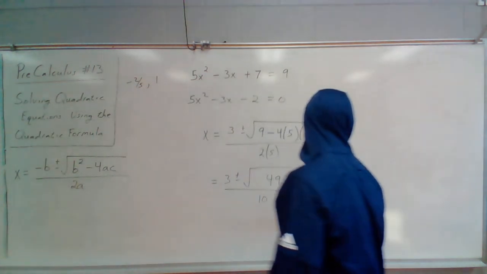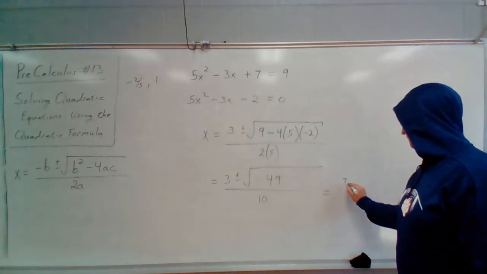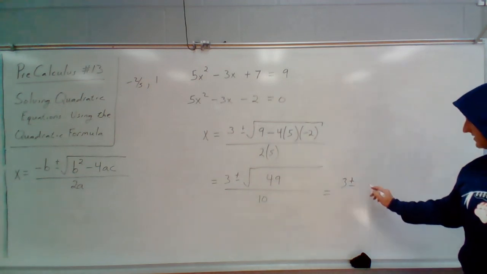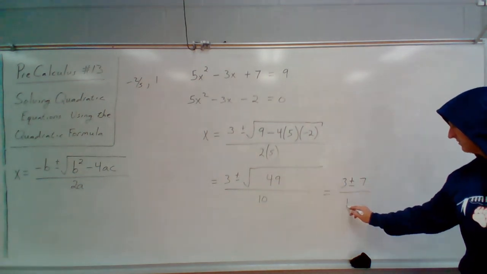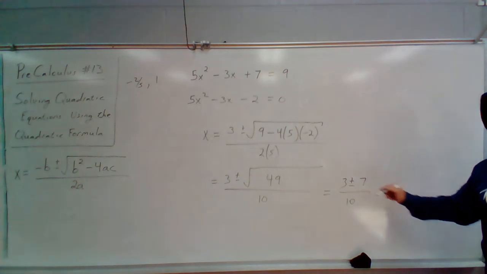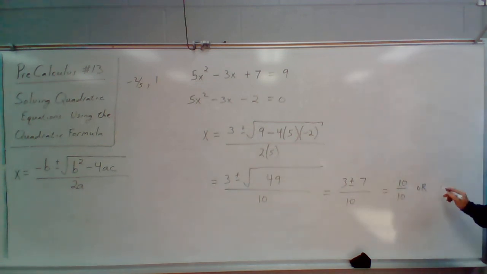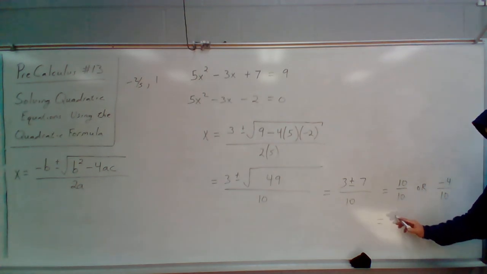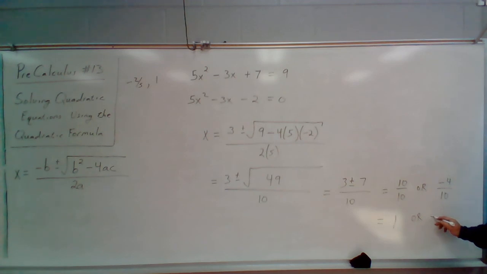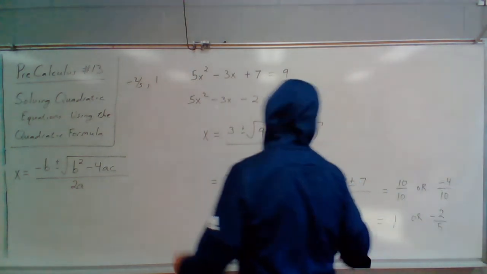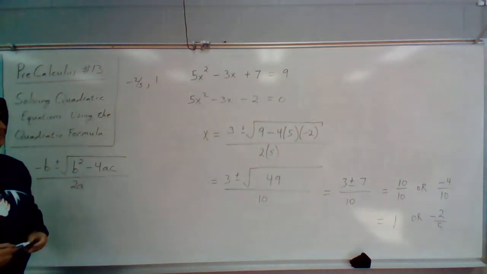All right, let's simplify. 3 plus or minus. Square root of 49 is 7. 3 plus 7 is 10 over 10, or 3 minus 7 is negative 4 over 10. 10 over 10 is 1. Negative 4 over 10 is negative 2/5. And I hope that matches what we got over here. Hey, it does this time, so we got that right.